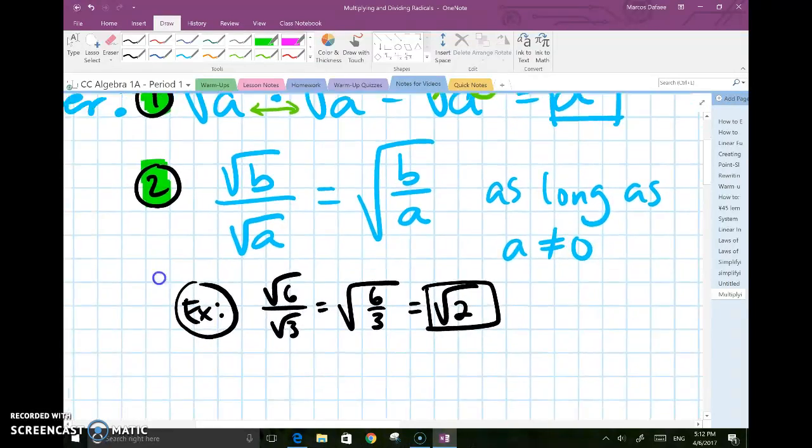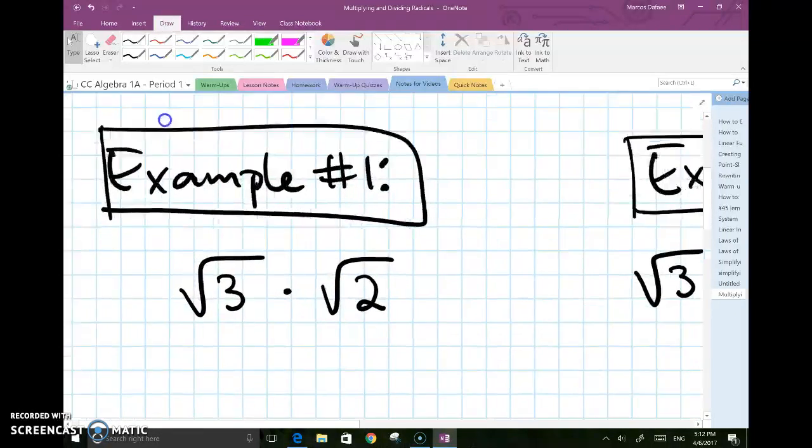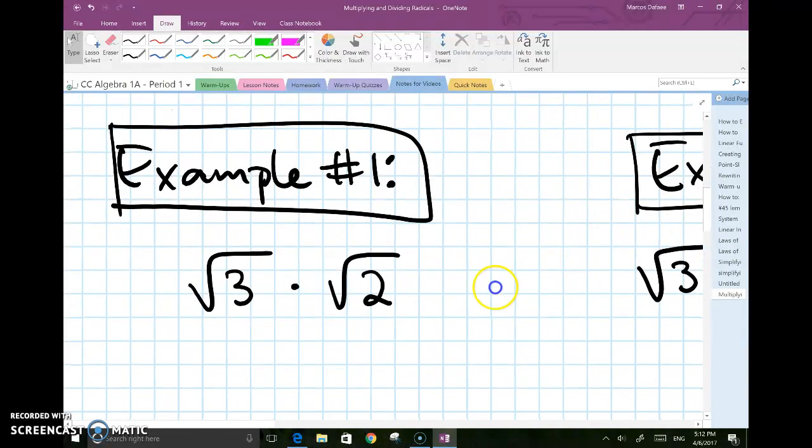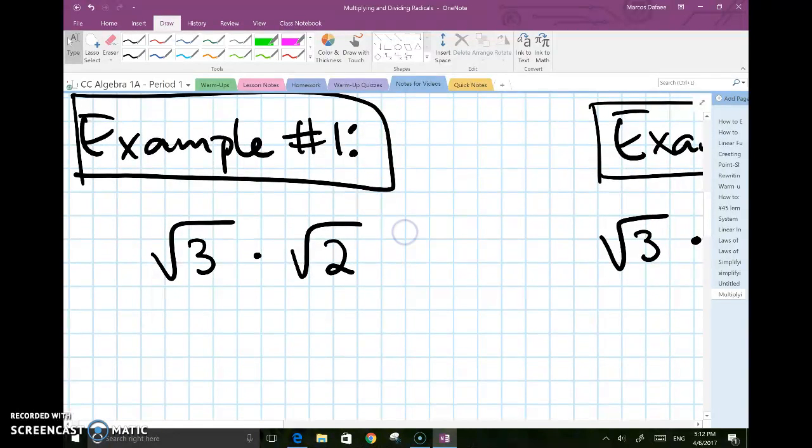But let's go ahead and jump into our examples down here, which I prepared for you. So example 1, when you multiply radicals. These radicals are the same order. They're both square roots. All you have to do is combine them into one radical sign. Now, it might help to always first see if you can pull out a perfect square, or if you have a perfect square to begin with.